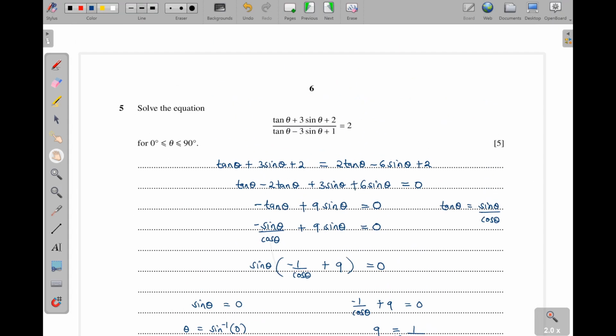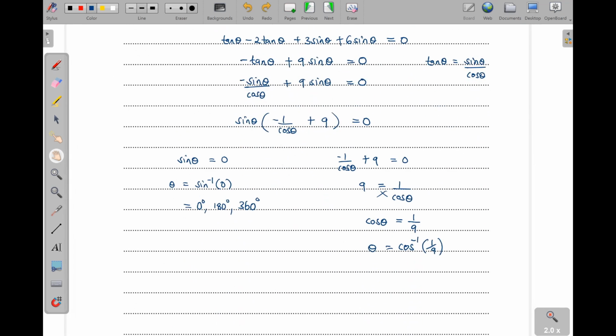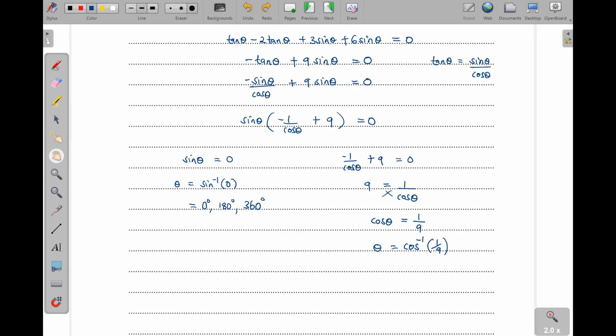Now, since our domain is in the first quadrant only, I'll just get the arc cos of 1 over 9, and then I get the answer. Arc cos of 1 over 9, make sure your calculator is in degrees. So this is 83.6. I don't need to get any other answer where cosine is positive, because that will be the fourth quadrant. And the fourth quadrant, that will be 360 minus this one here. So the angle will be far bigger.